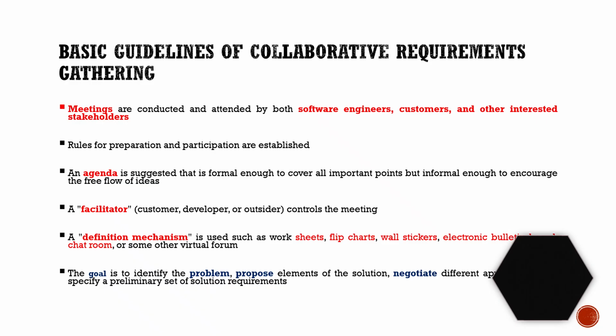flow of ideas. A facilitator, as we had discussed already in agile methodology, controls the meeting. A definition mechanism is used, such as worksheets, flip charts, wall stickers, electronic bulletin boards, chat rooms, etc. that will be used for this meeting. The goal is to identify the problem, propose elements of the solution, and negotiate between different approaches, specifically a primary set of solution and requirements.